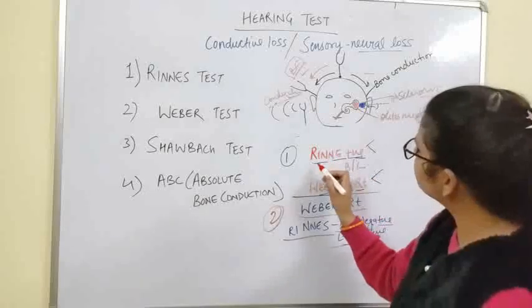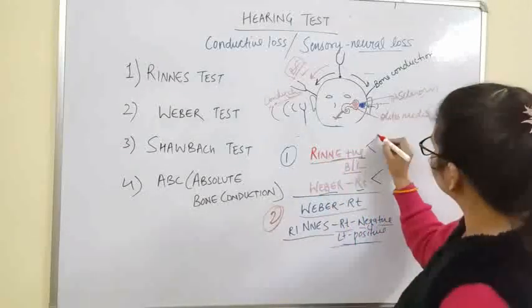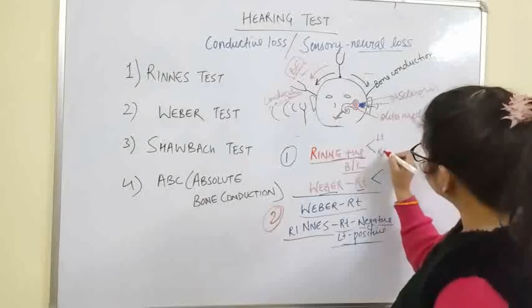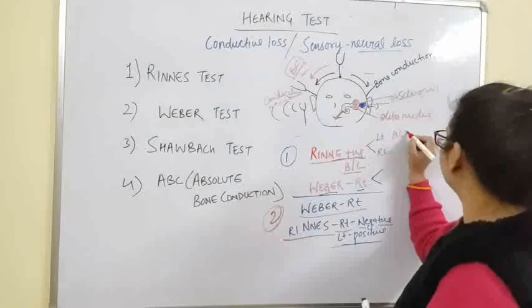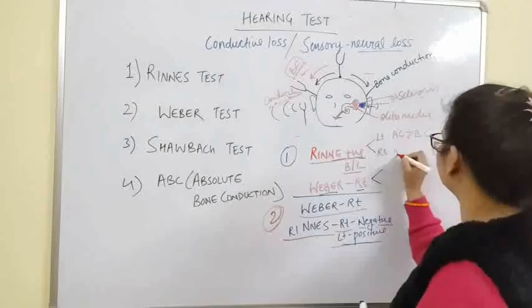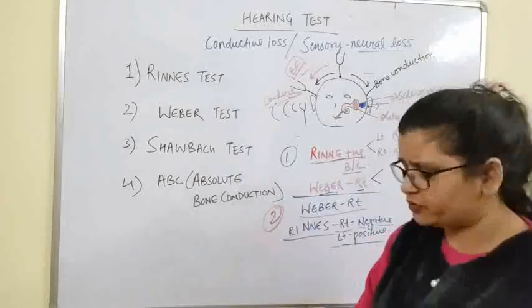So the first condition is when you have a Rinne's positive bilaterally. So left side and right side Rinne's is positive. Positive, what does that mean? AC is better than BC. Again, AC is better than BC, right? So this is the meaning. This way you have to interpret.